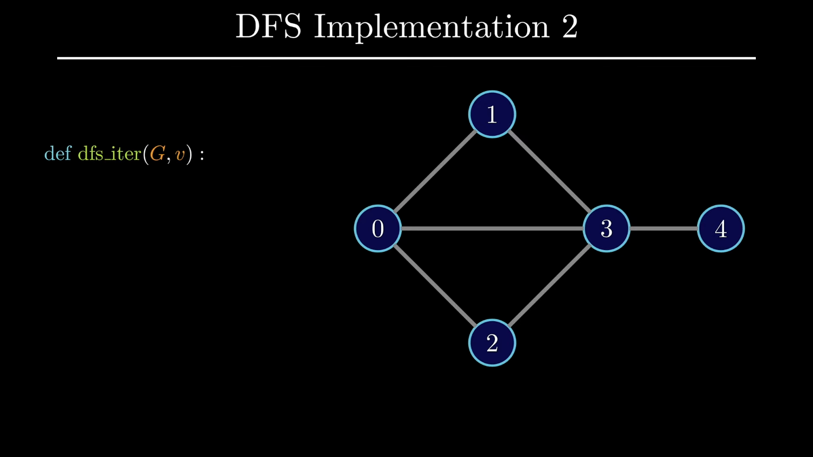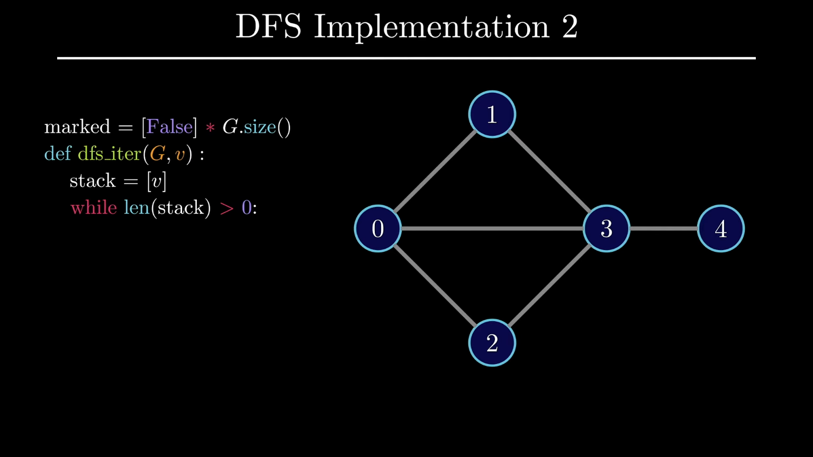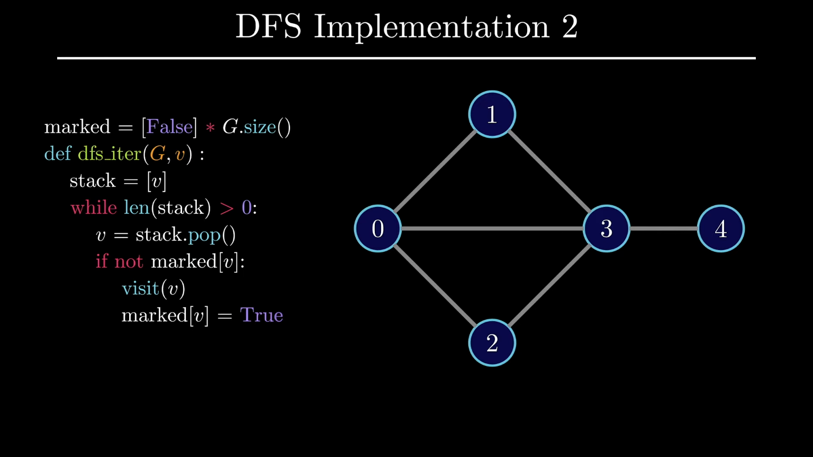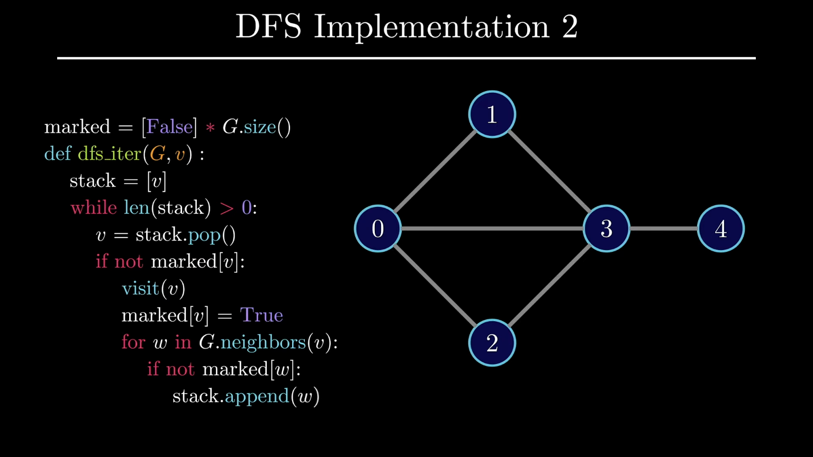This is an iterative implementation where we have the same concept of marked nodes as before, but the key difference now is that we will use a stack data structure to keep track of nodes to visit. So at the start, we will initialize the stack with just the starting vertex, and then while the stack is not empty, we'll pop off the last vertex of the stack. If that vertex has not been visited before, we will visit the vertex and mark it accordingly. Afterwards, we'll iterate through the neighbors of this vertex as we did before and insert them into the stack as long as they haven't been visited before.